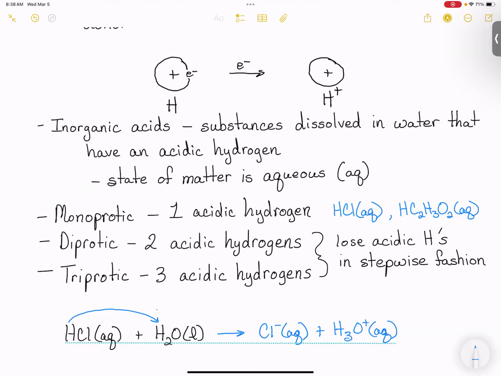So again, HCl is an inorganic acid, meaning that it is dissolved in water. Being an acid, it is going to dissociate and donate its proton to the other compound, in this case, water. So that what's left is the anion of the acid, and then it forms hydronium.